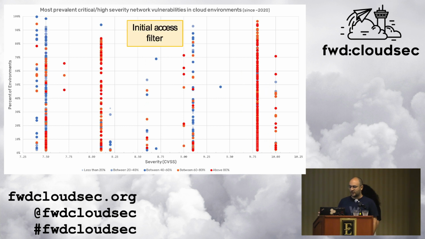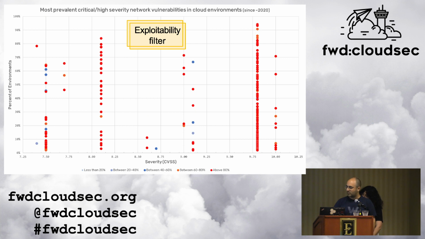Then we begin to apply our filters. So first, we use the initial access filter I told you about before. We make sure that we get rid of anything that requires user interaction, anything that might require privileges. That gets rid of a bunch of stuff. The next thing we can do is check what is likely to be exploitable. So anything with a low EPSS percentile, anything that doesn't have a known exploit, or anything not on CISA-KEV's list. That gets rid of a bunch more vulnerabilities.